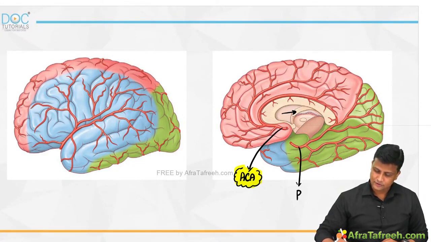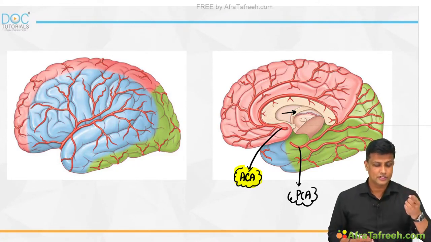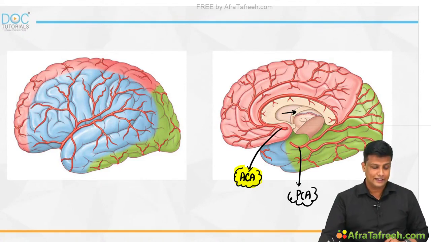So this one here will be the posterior cerebral artery, and that is the one which will be supplying the blood to the hippocampus from where the fornix is originating. So try to have clarity in this one, guys. Okay.